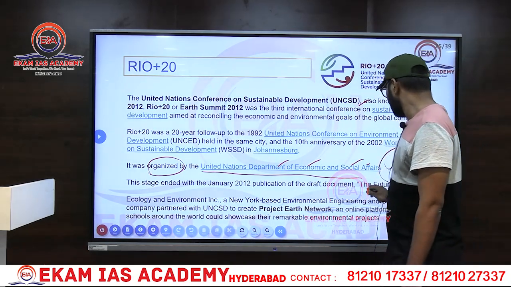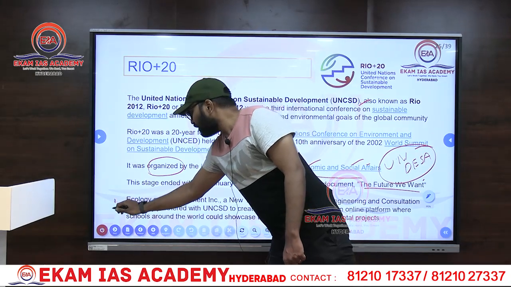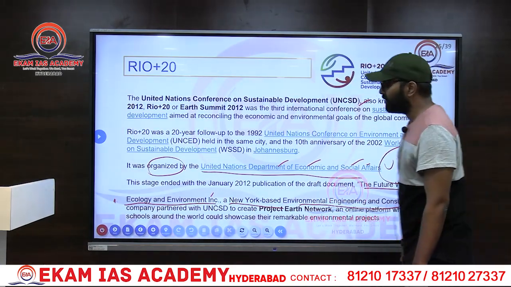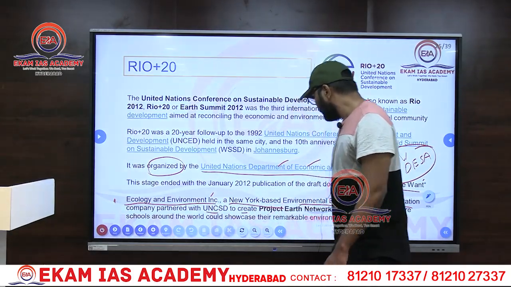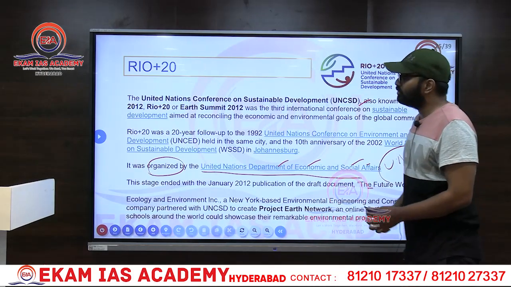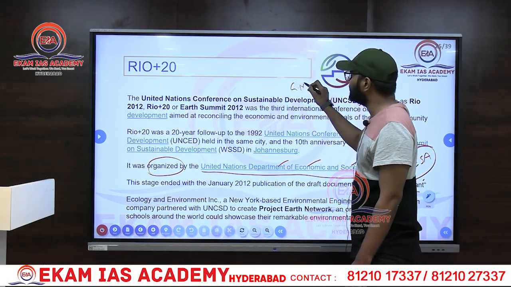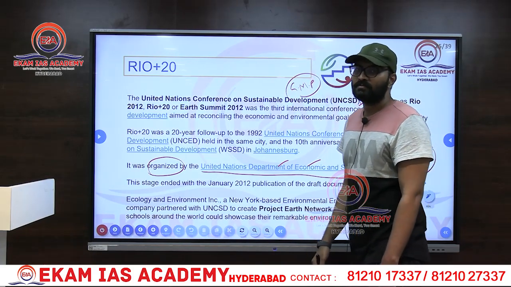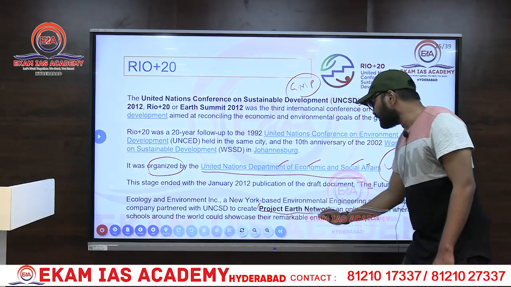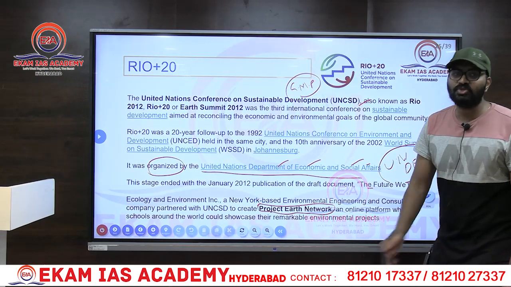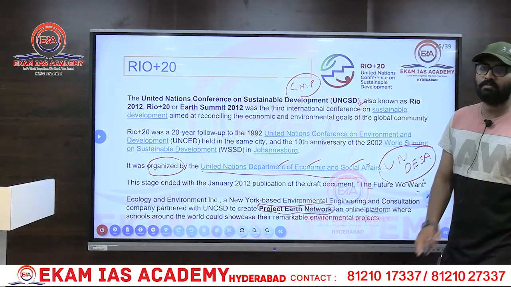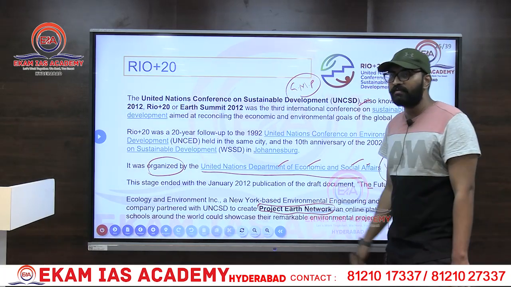Next one, see this document, we already went through this. Another important point is Ecology and Environment Inc., a New York based environmental engineering and consultation company, partnered with UNCSD to create what project? That is why this is an ending document. For example, every document, like the COP26 Global Methane Pledge in COP26. Something like that, at the ending of a project, there may be something important. This is a very important one of Rio +20: Project Earth Network. If they ask such a question, you cannot assume where they got that question from, because you are not aware of these things. You generally have touch with normal current affairs, normal books, normal compilations. When you go deep into these websites only, you may find these things.